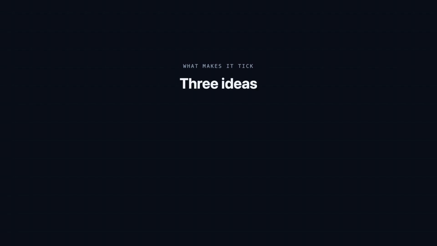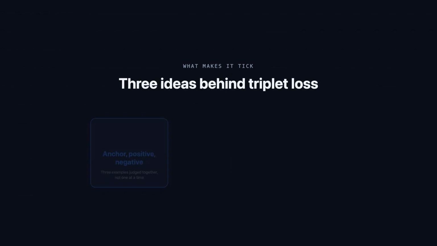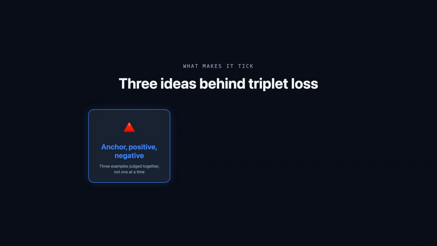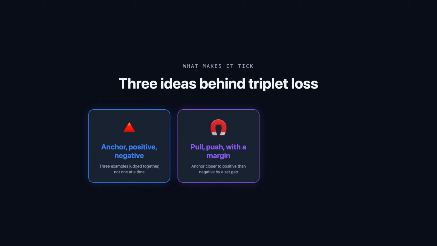Let me boil the whole thing down to 3 ideas that make triplet loss tick. It works on a triplet, an anchor, a positive of the same class, and a negative of a different class, 3 examples judged together. The loss pulls the anchor toward the positive and pushes it from the negative, and insists on a margin between those 2 distances.